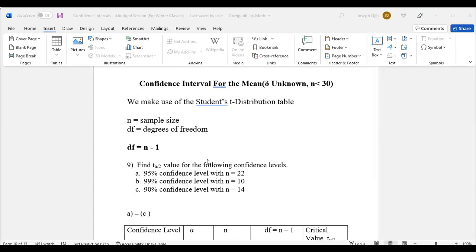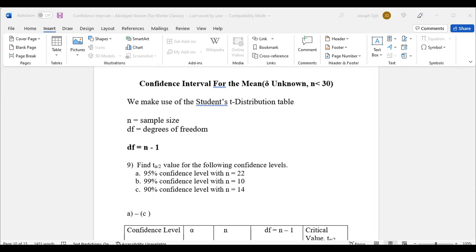Now, to do this, we're gonna use a different table. That table is called the student T distribution table, and it's based on two things: the sample size and the degrees of freedom. The formula we use to find the degrees of freedom is n-1, where n represents the sample size. So I will start by showing you how to use this table, and then we can go from there.